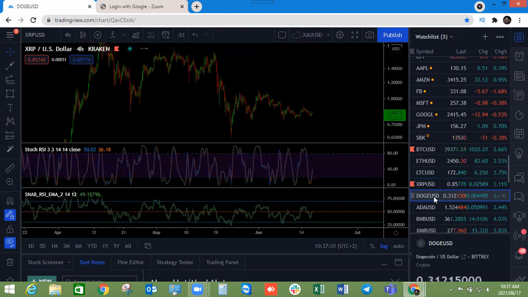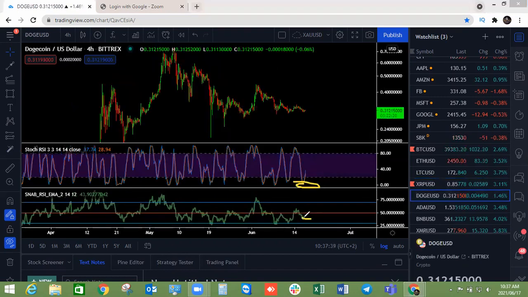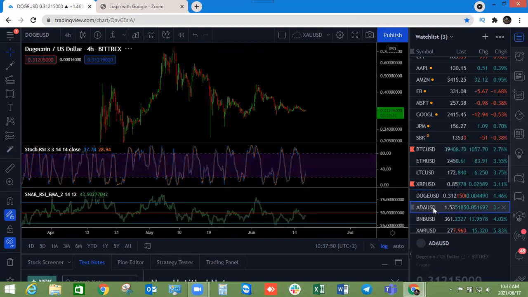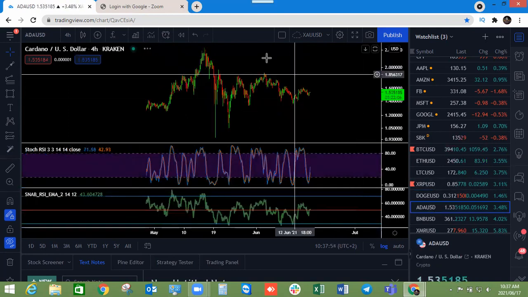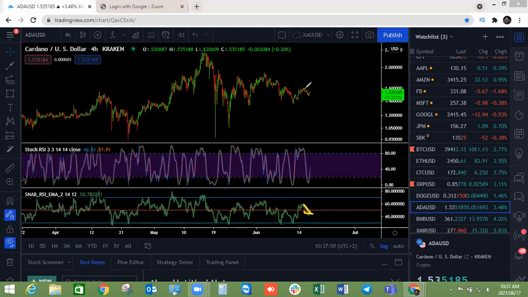Doge, looking upside. We'll see this one continue to the upside, back to about 40 cents or even 50 cents at this level. ADA, showing strength. RSI is already above 50, so we are going to see ADA come around here, close to 2, the levels before the so-called crash.